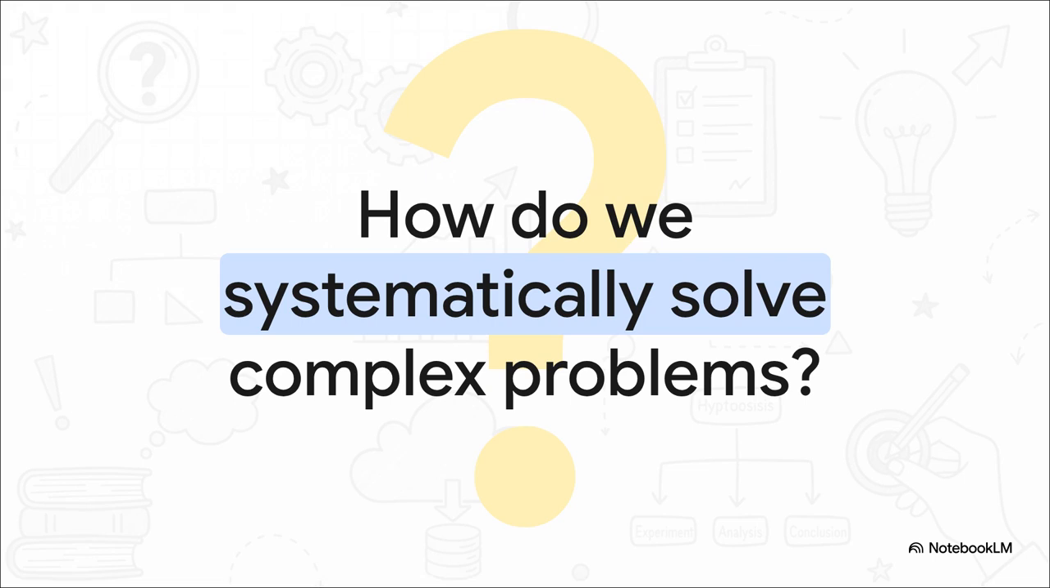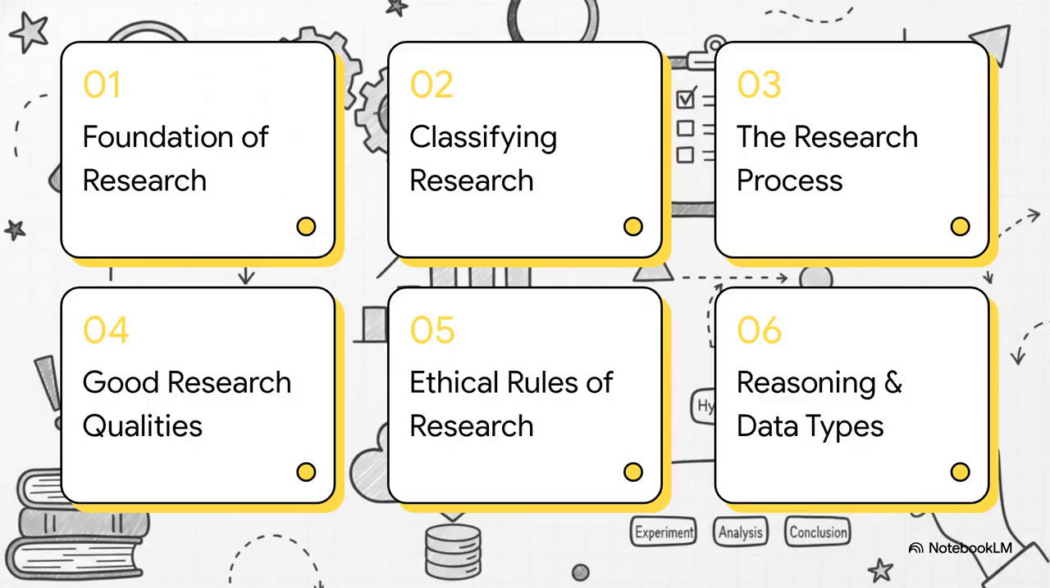When we look at massive engineering challenges, global health crises, or wild technological breakthroughs, we usually just see the final product, right? But how do we actually systematically uncover the truth behind those solutions? We don't just guess. We definitely don't just throw things at the wall to see what sticks. Instead, we follow a highly deliberate, highly structured path to go from a state of totally not knowing to a state of absolute, actionable certainty. So here is our literal blueprint for today's explainer. We're going to move through 6 interconnected phases: the foundation of research, classifying types, the research process, qualities of good research, ethical rules, and finally, reasoning and data types.